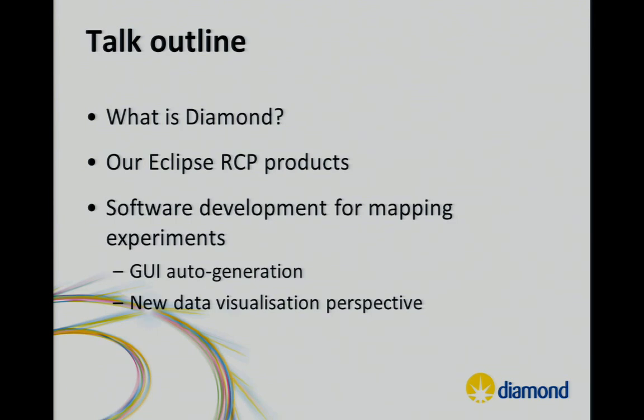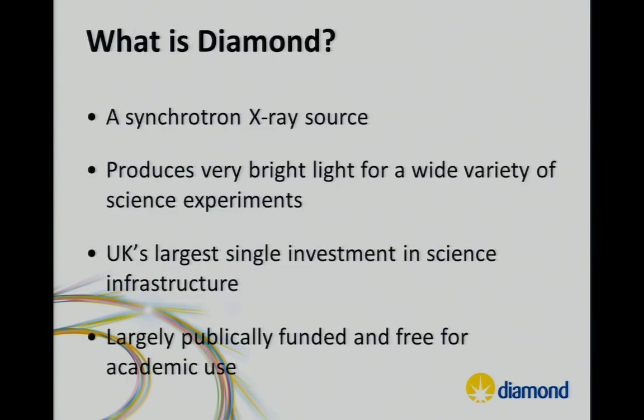So what am I going to tell you about? I'm going to give you a quick overview of what Diamond is, mention what our Eclipse RCP products are that we work on, and then talk about the new developments we're doing for mapping experiments, which includes an element of auto-generation of the GUI and a new perspective for visualizing data with many dimensions. So what is Diamond Light Source?